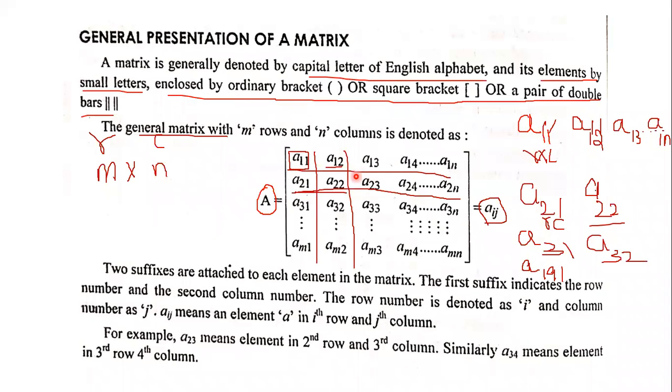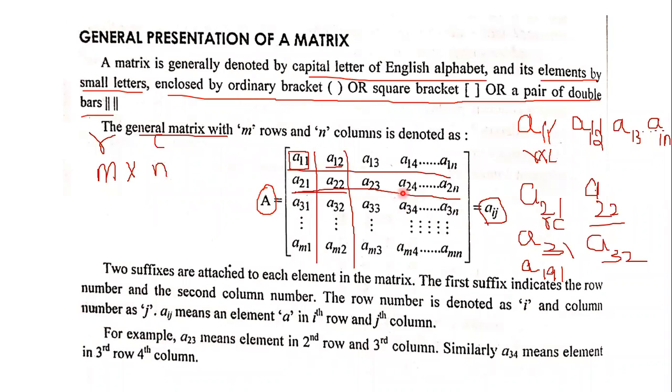I row, somewhere you'll have I row, and it will be in the jth column. Okay, now if you see here A23, for example, you see 23 here. So A23 is nothing but an element which is in the second row and third column. Similarly A34, you see 34, it is in the third row and fourth column.